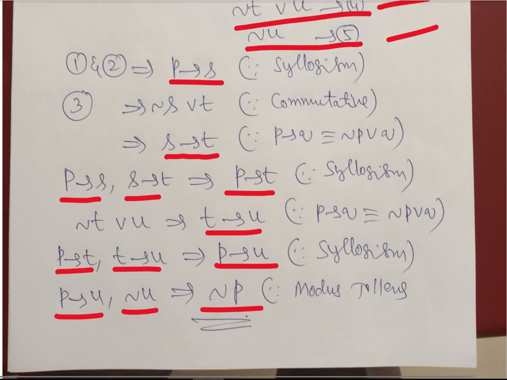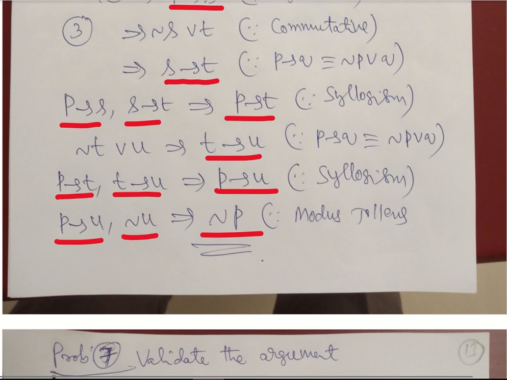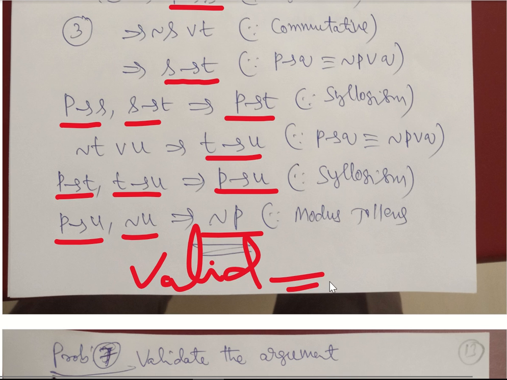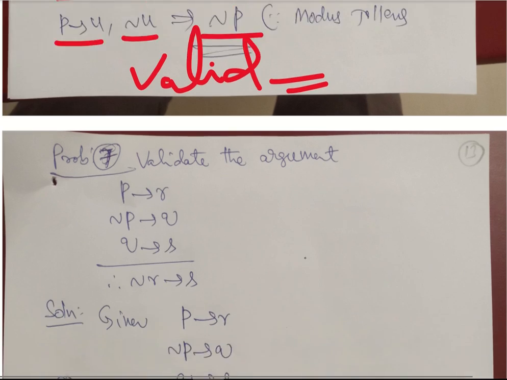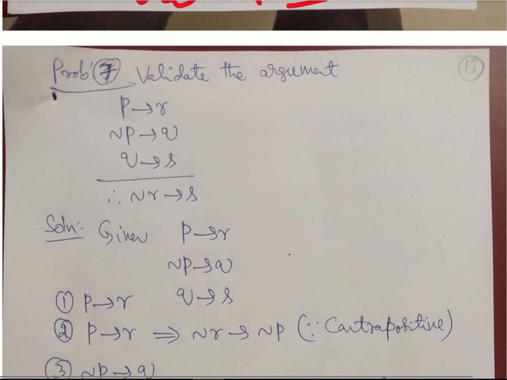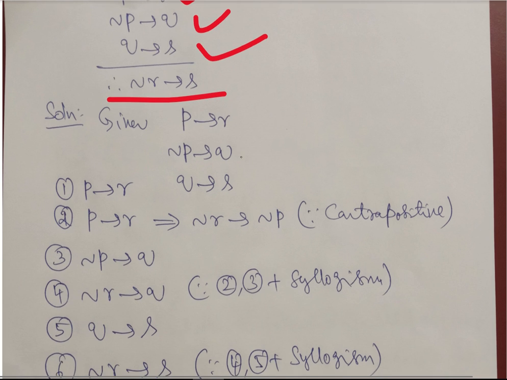This is a step-by-step process for you to write whether the given result is valid or not. So we should write that the result is valid, because don't forget to write at the end whether the given statement is valid or not. Okay, next let us see one more. P implies R, negation P implies Q, Q implies S. We have to prove whether negation R implies S.